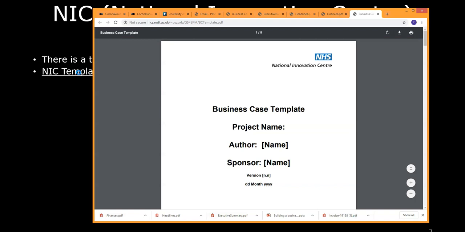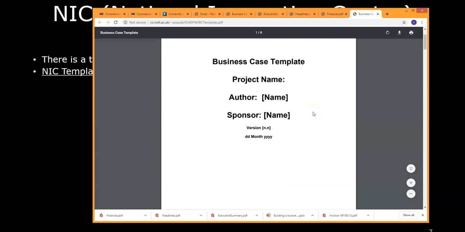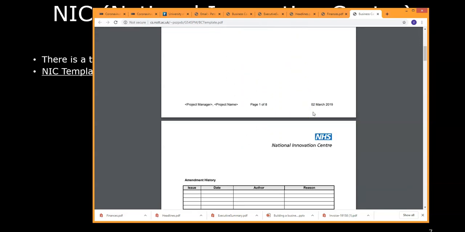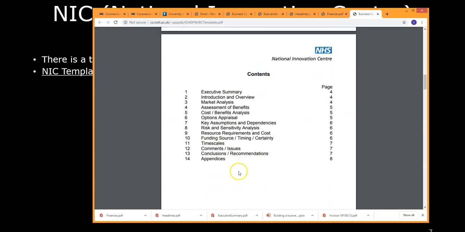So I downloaded this already. I've got it on a website that still exists in the university, but I should probably put it on Moodle once I can get access to Moodle again. For some reason today they've not been letting me in. So there are various bits that you don't need, but there are various bits that will be common to most business cases. And good to start with these things.